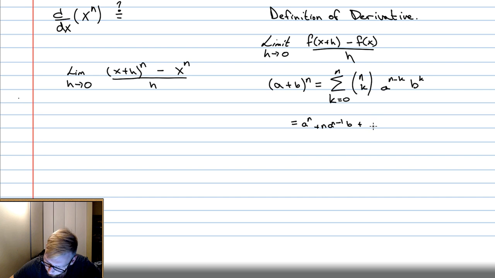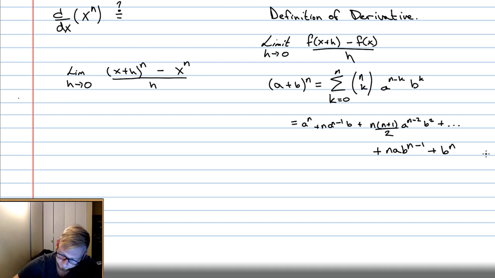I'll do the next one, which is n times n plus 1 over 2, a to the n minus 2 and b squared, plus dot dot dot, plus n a b to the n minus 1, plus b to the n. Okay, this is what we're going to use. So we've got the limit as h goes to 0, or approaches 0, I should say. And we're going to write out this binomial in these terms.